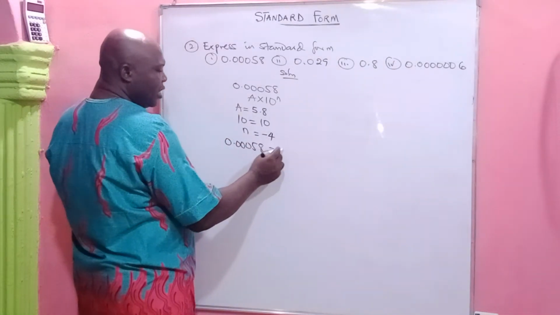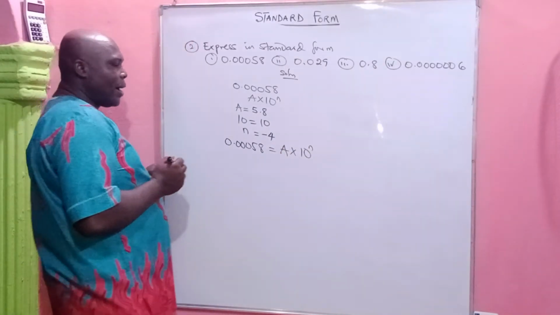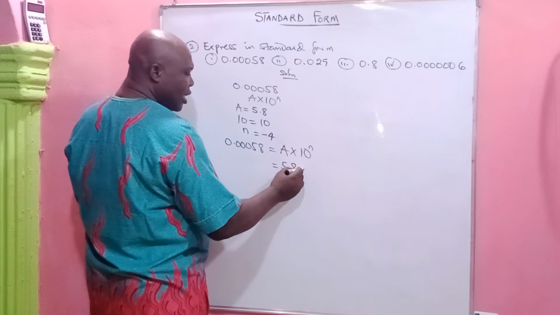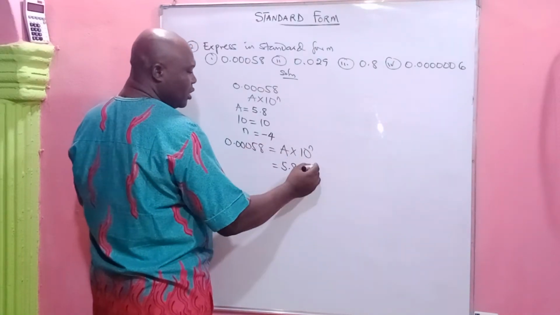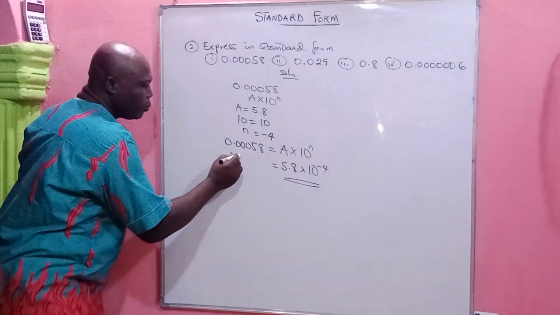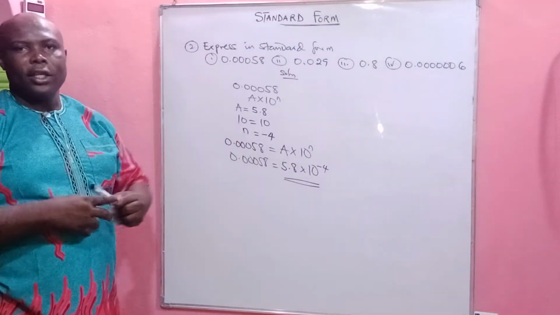So it means that 0.00058, if it is expressed in standard form, in the form a times 10 raised to the power n, will simply become 5.8 times 10 raised to the power of n, which is -4. So that's how you express that number 0.00058 in standard form. It's so simple.